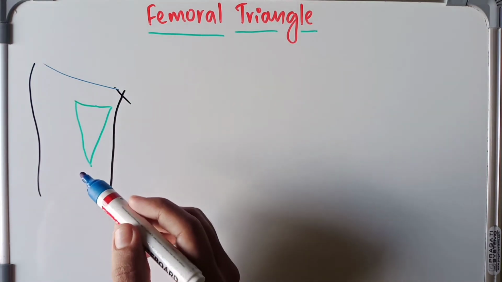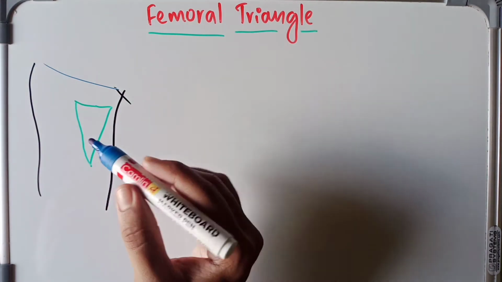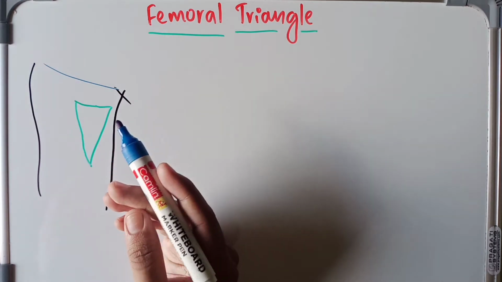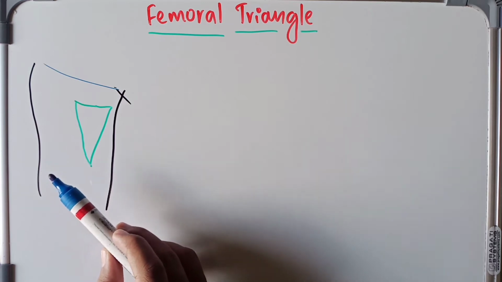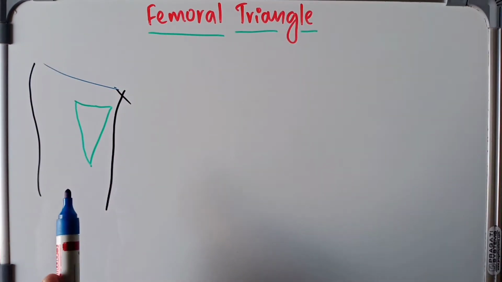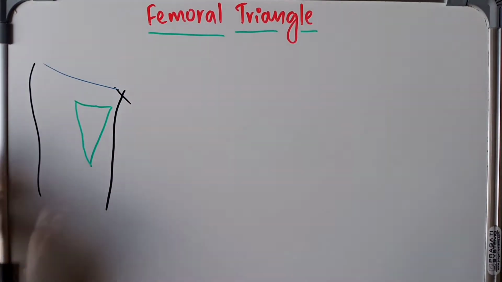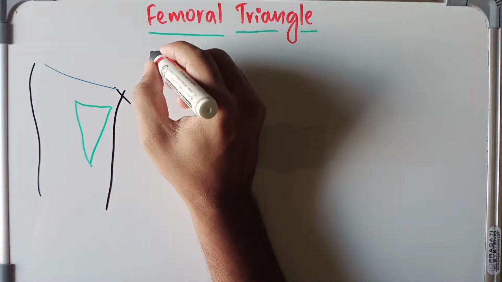And why is it very important clinically to study the femoral triangle? Because it is the site of femoral hernia, the psoas abscess, palpation of the femoral vessels, and also lymphadenopathy. That's why this is a very important topic. Now let's discuss the boundaries of the femoral triangle.